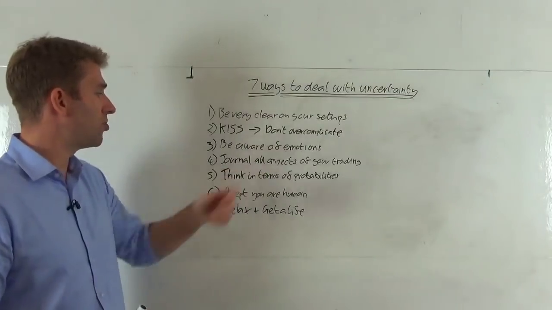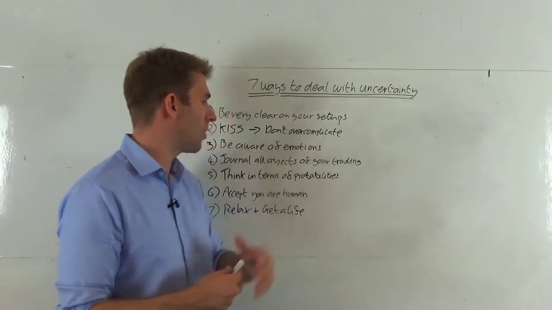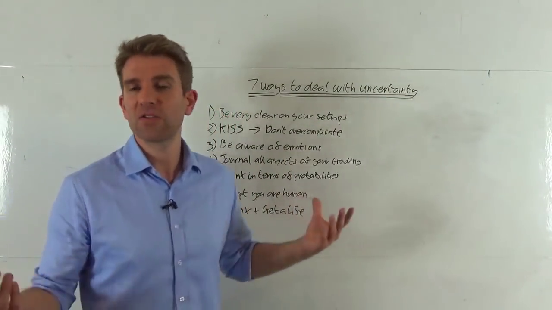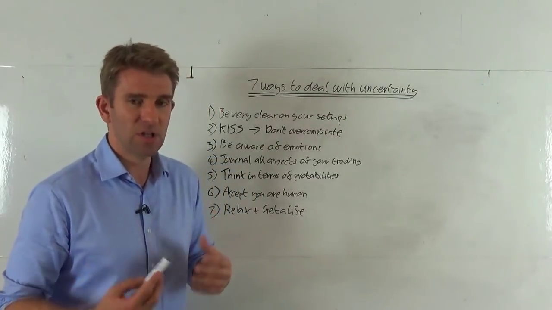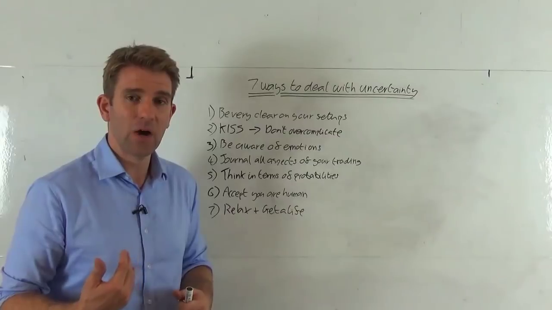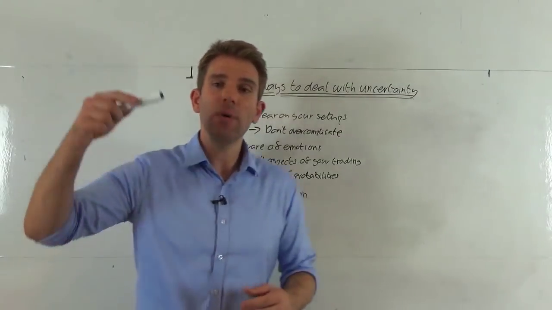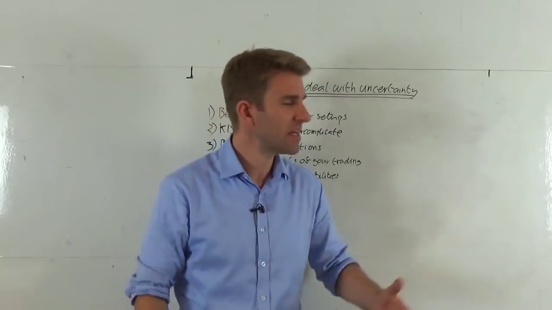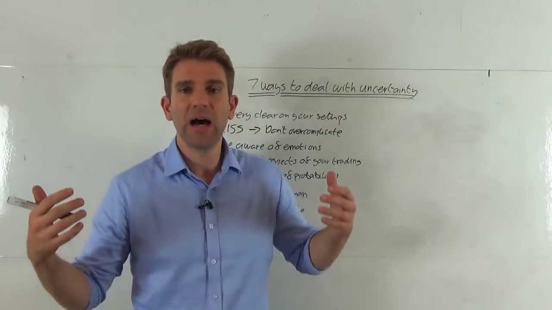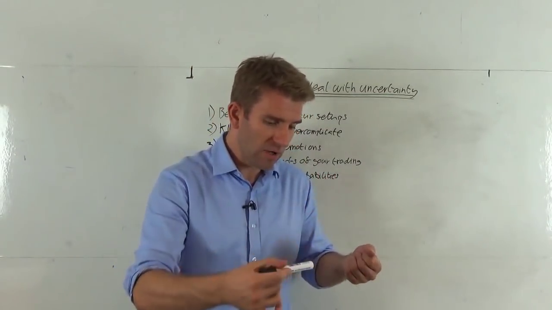Number 4, journal all aspects of your trading. Great simple way of helping this process, guys. You know, if you're uncertain about something, writing it down and then going back when the market's closed, perhaps you're lying in bed, you're at the dinner table, whatever, and you look at it and you go, oh, I was really uncertain, unhappy.